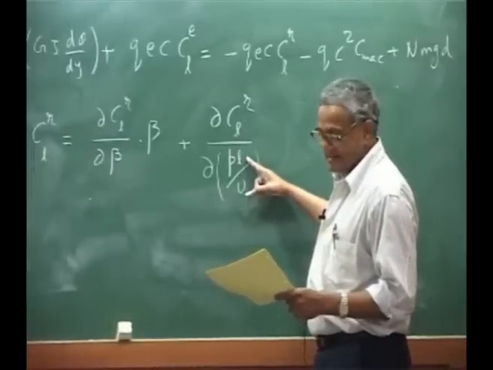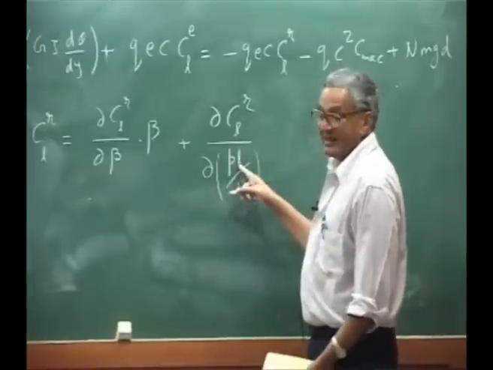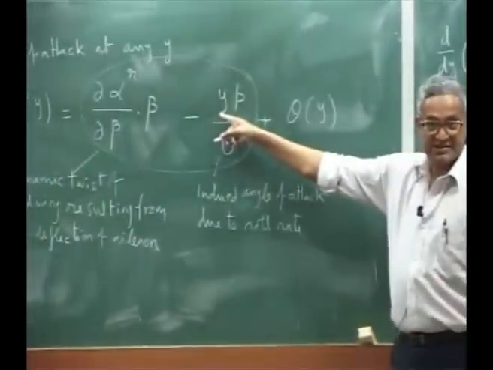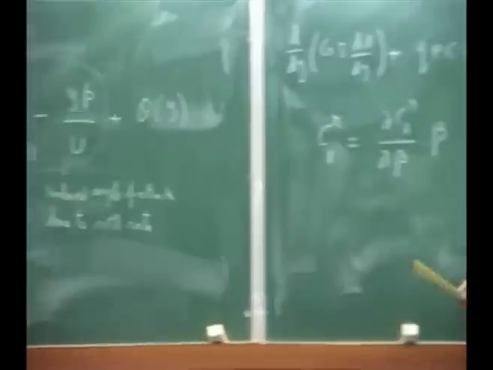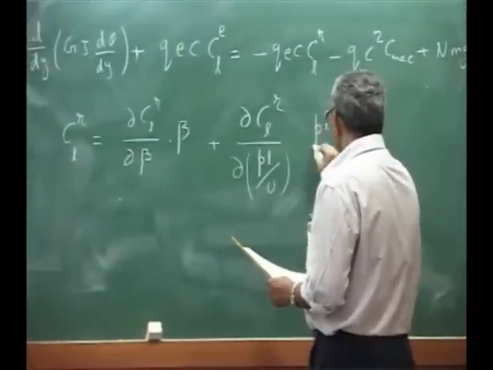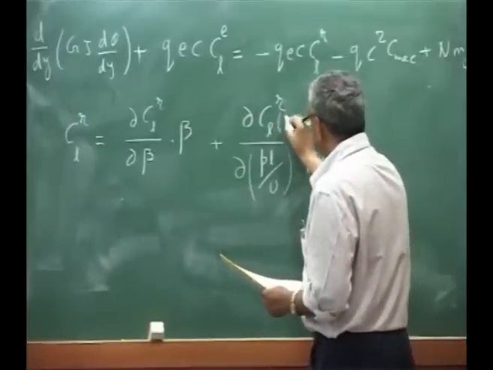Alright, this is a full L. I am not taking only Y. This is at every point. Okay, I am taking. Now this will become PL over U. But this is a function of Y.